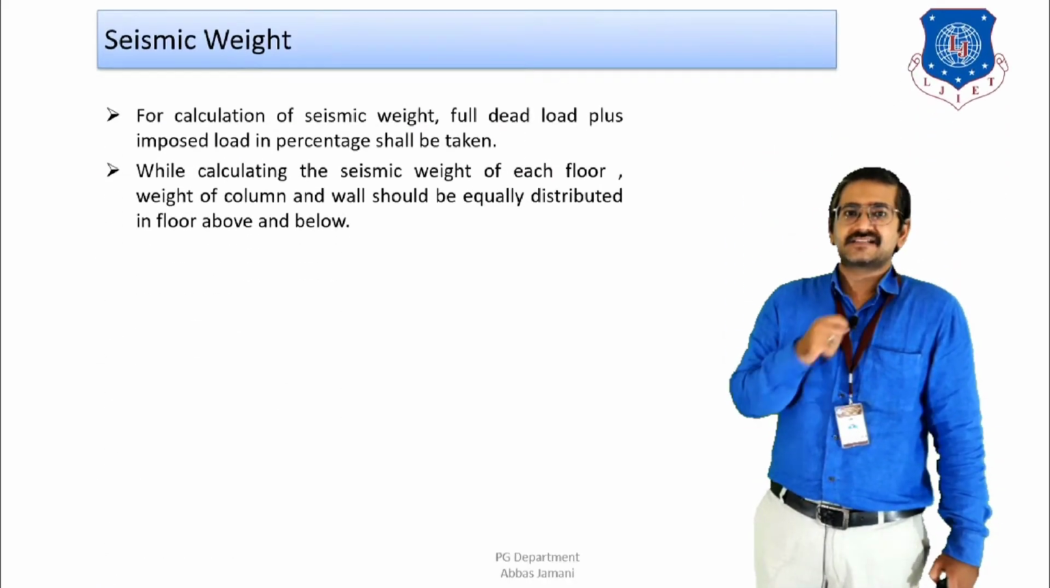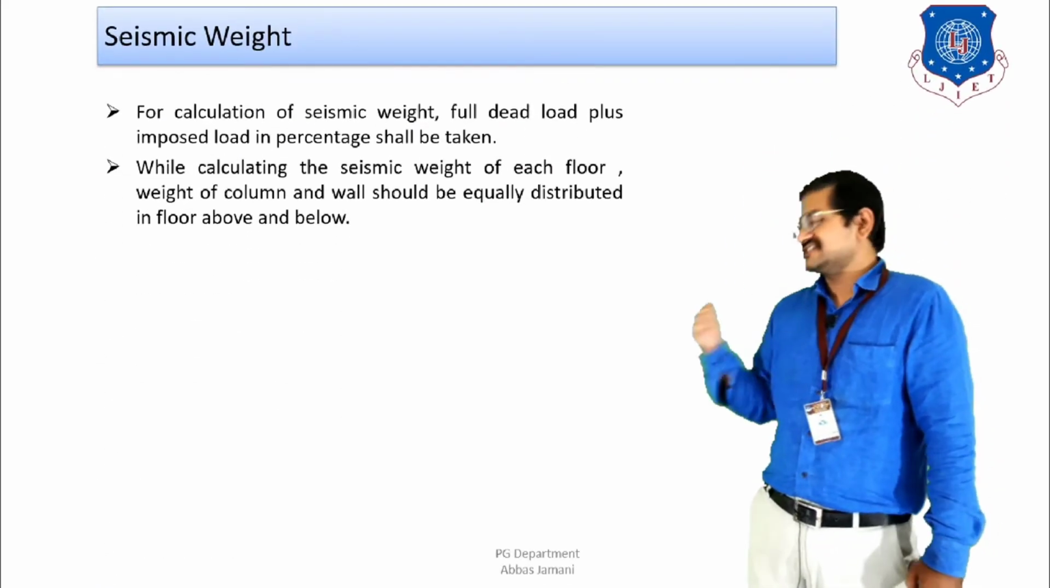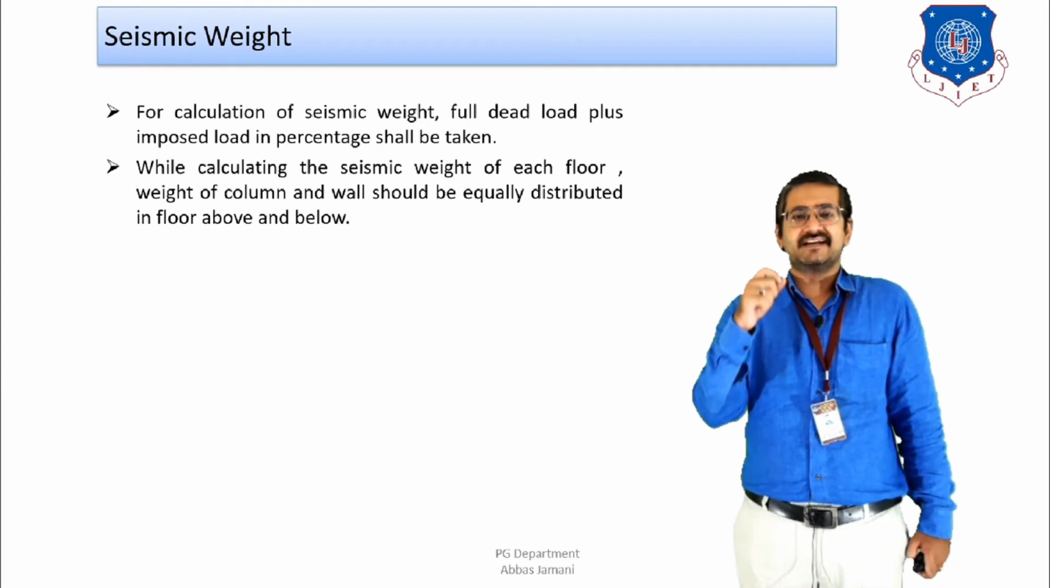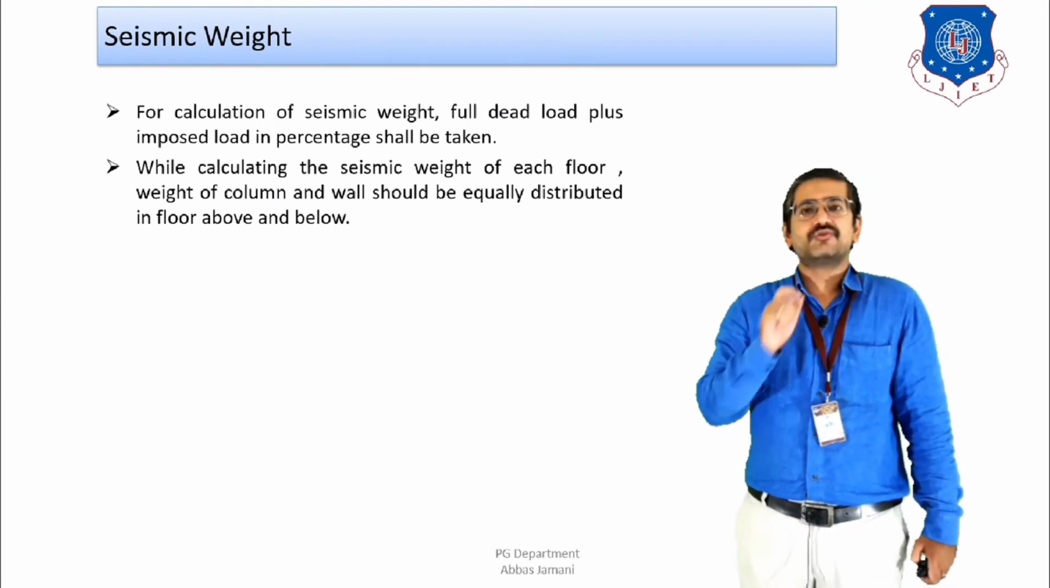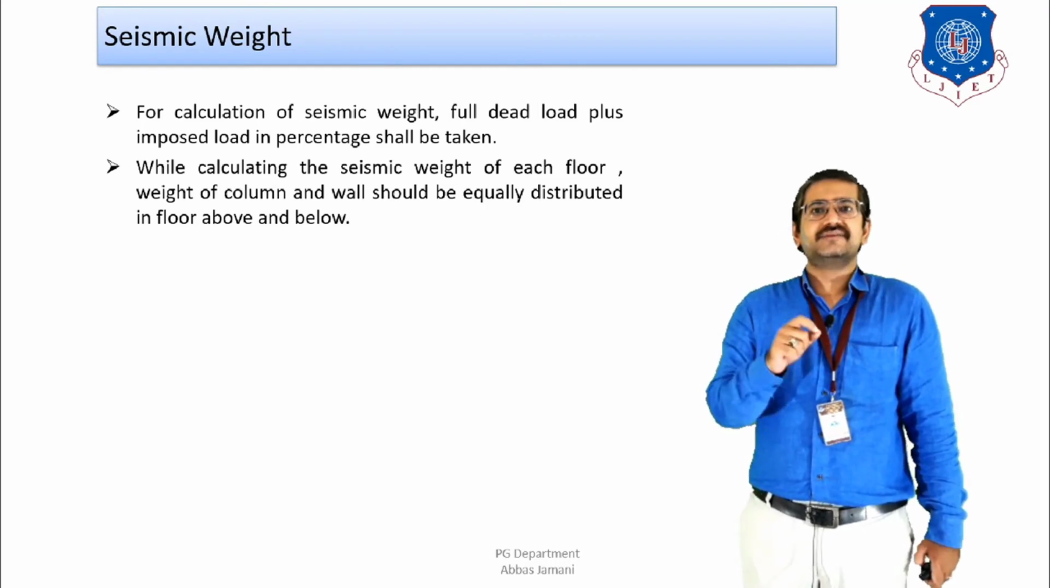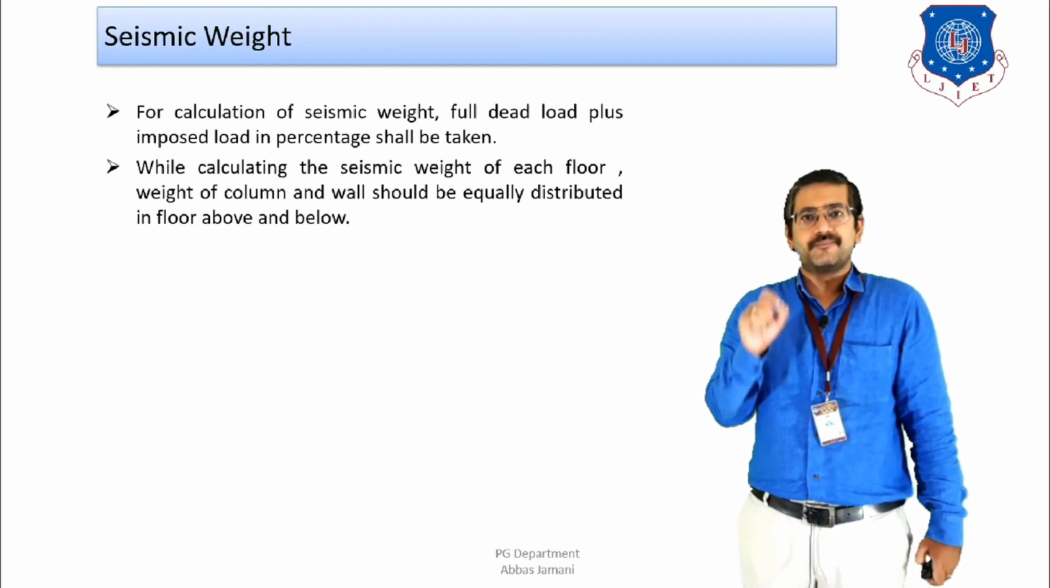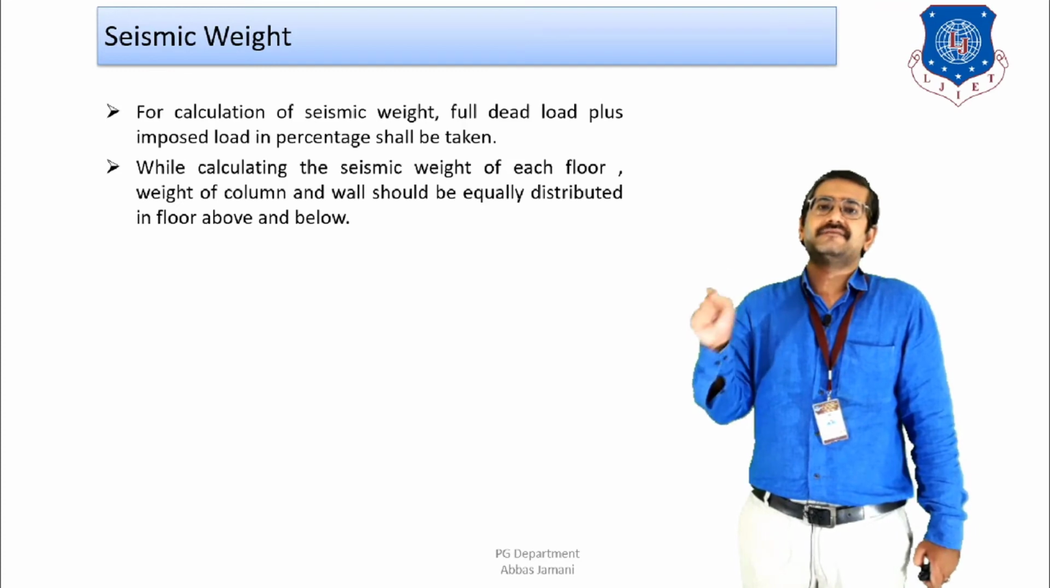Then we next come to the seismic weight. When I talk about seismic weight, it is indicated by W, that is VB is equal to AH into W, where W is the seismic weight. So how to calculate this W? W is given by dead load plus a percentage of imposed load.